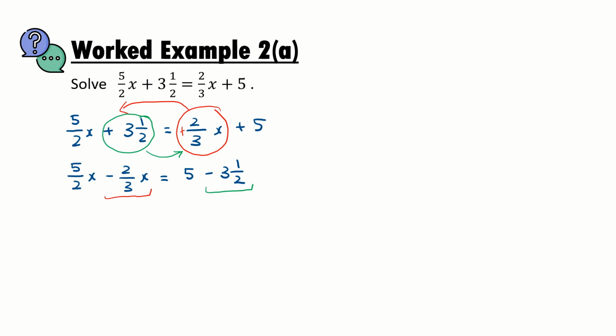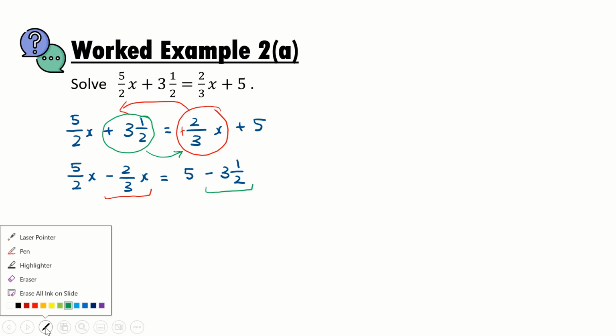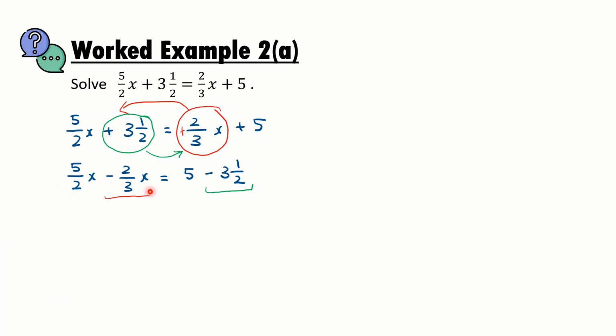So I can calculate 5 over 2x minus 2 over 3x, in this case using a calculator. So I press into my calculator 5 over 2 minus 2 over 3. I just drop the x in my pressing of the calculator, and I will find that it is 11 over 6x.